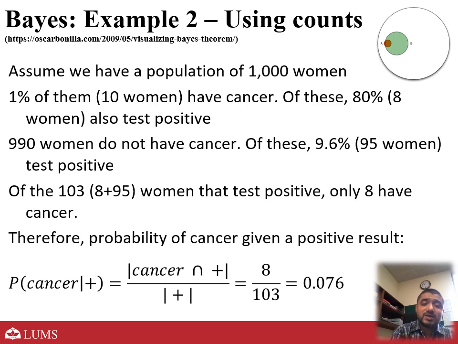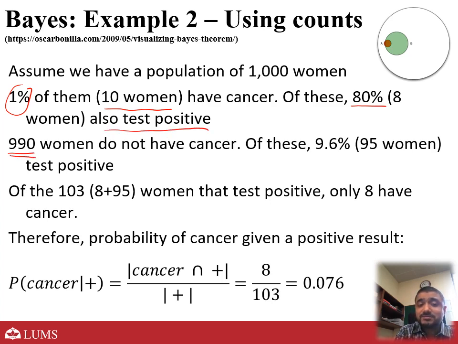So finding 1% of 1000 was easy and finding 9.6% was also easy, so I just assumed an initial population of 1000. So assuming a population of 1000 students, 1% of them have cancer. So 10 women out of the 1000 will have cancer. Of these 80%, that is 8 women, also test positive. These are your true positives.